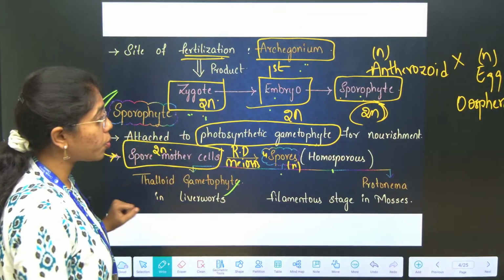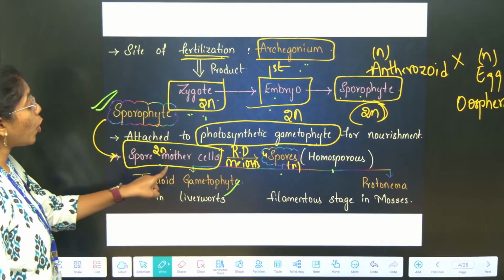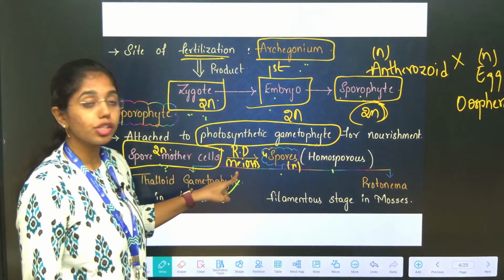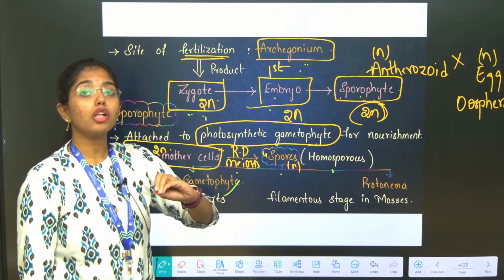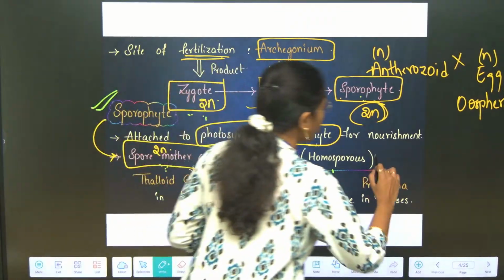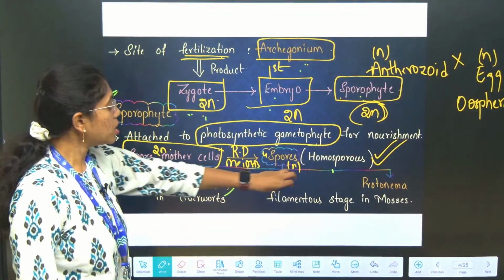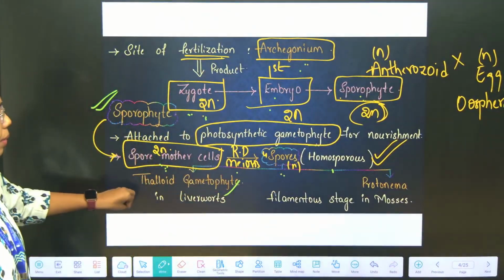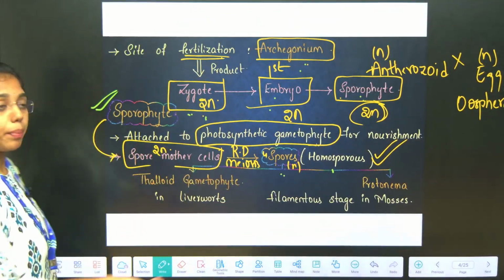Inside the diploid sporophyte you have diploid spore mother cells. The spore mother cell undergoes what? Meiosis or reductional division to produce 4 haploid spores. All spores are alike. So, these are what? Homosporous. Clear, right? Now you see these spores will develop into gametophyte. Spores landing onto a suitable substratum will develop into gametophyte.